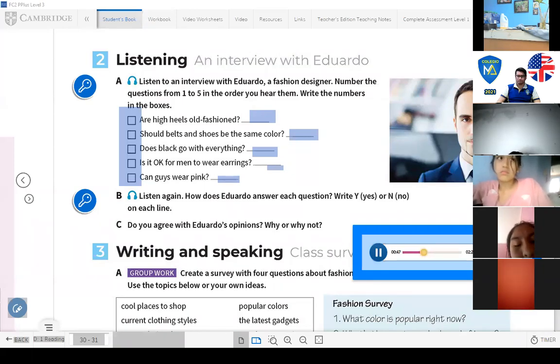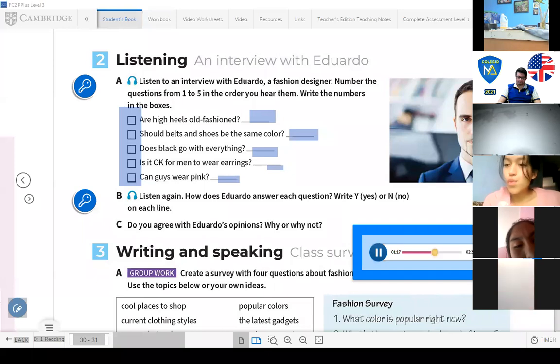Great. Well, our first question is from Harold in San Francisco. He asks, should belts and shoes be the same color? Many people feel they should match, but I disagree. They should be in the same color family, but they don't have to match. Here's a question from Kim in Toronto. Is it okay for men to wear earrings? Men wear earrings? Of course. I wear one. It's a way I express myself.